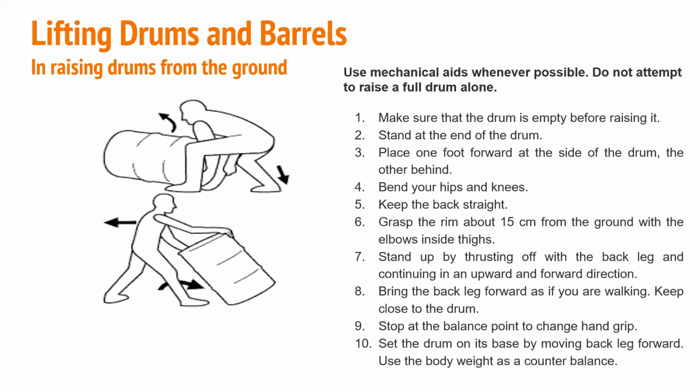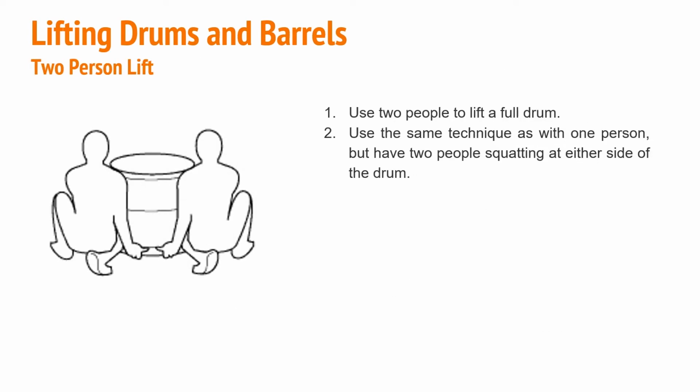Keep close to the drum. Stop at the balance point to change hand grip. Set the drum on its base by moving the back leg forward. Use the body weight as a counterbalance. In a two-person lift, it is pretty much the same as the previous one, just that there are two people, with the two people squatting at either side of the drum.